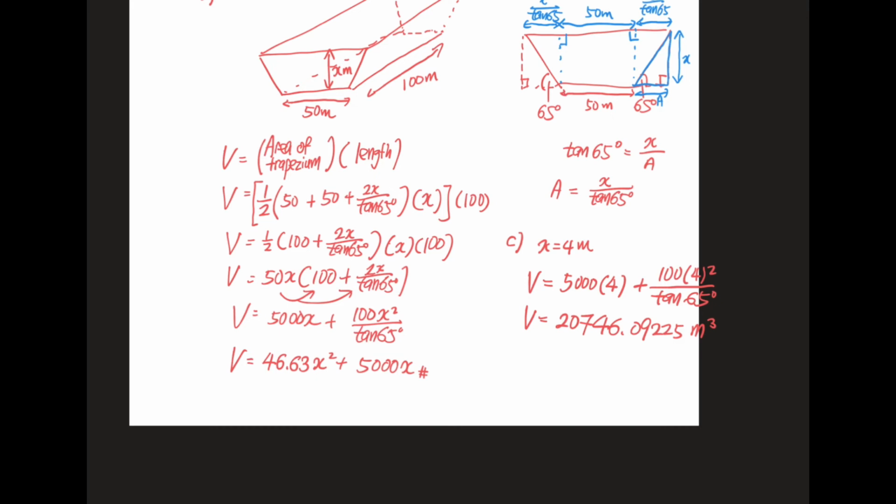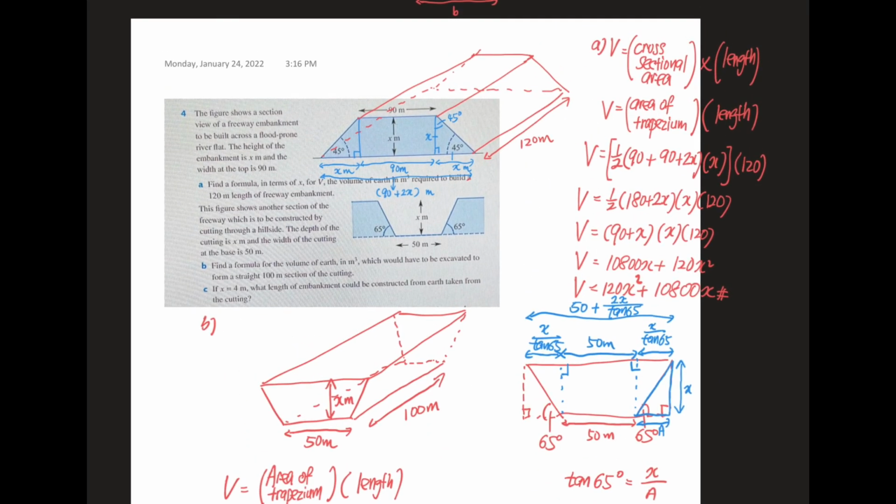So this is the volume of earth obtained, or the soil that we get from the cutting. Now we are going to use this amount of earth to form the embankment here. The embankment, this one, is based on this formula. So we have the volume now, we have to find the length. We have the volume and x is 4. So we need to find the length.